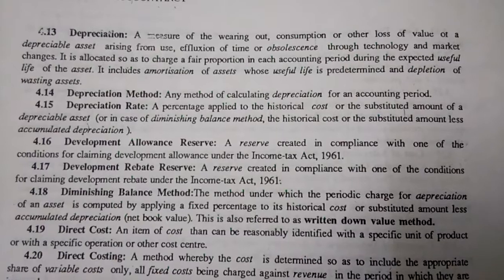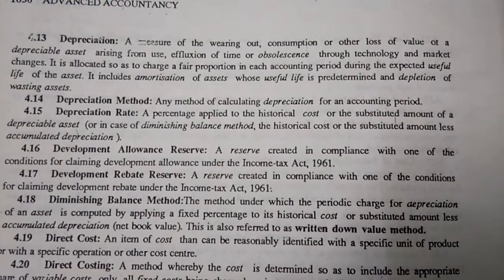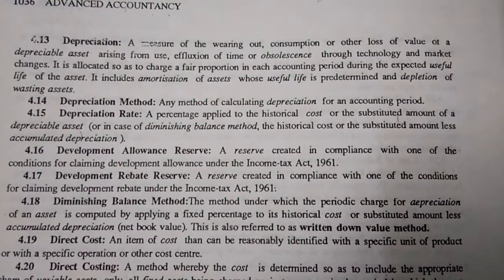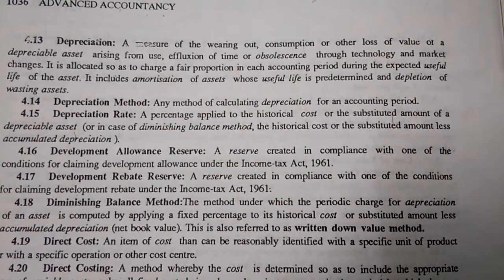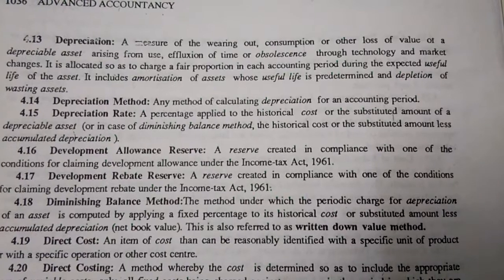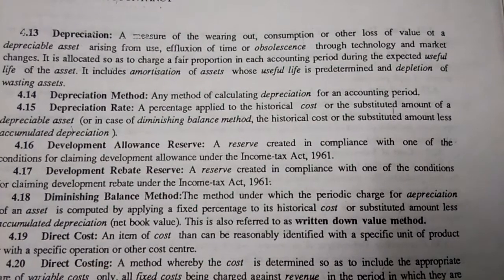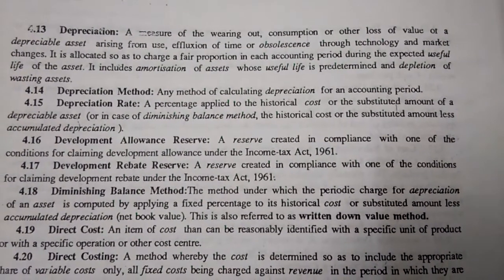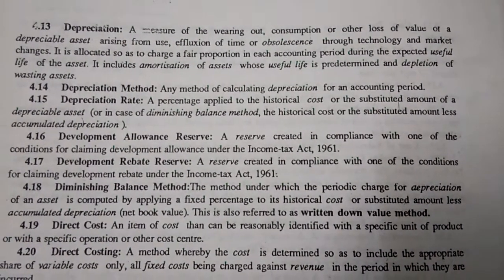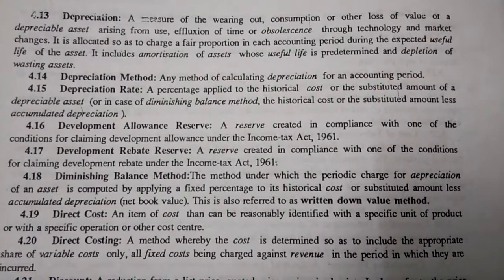Next one is depreciation: a measure of the wearing out, consumption or other loss of value of a depreciable asset arising from use, effluxion of time or obsolescence through technology and market changes. It is allocated so as to charge a fair proportion in each accounting period during the expected useful life of the asset. It includes amortization of assets whose useful life is predetermined and depletion of wasting assets.